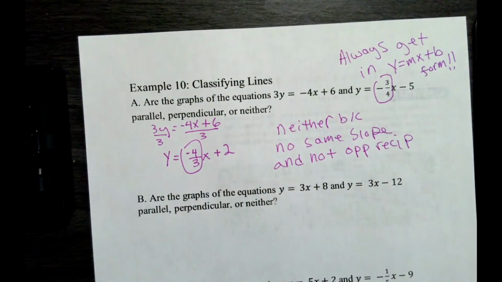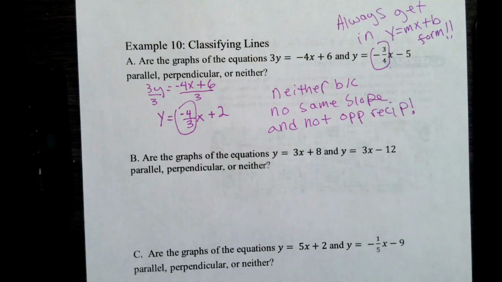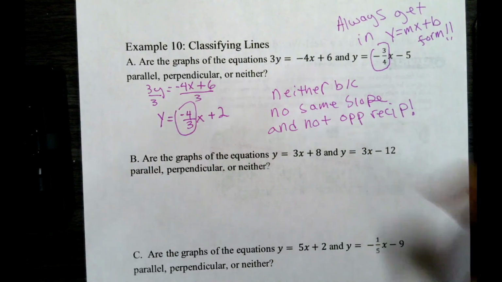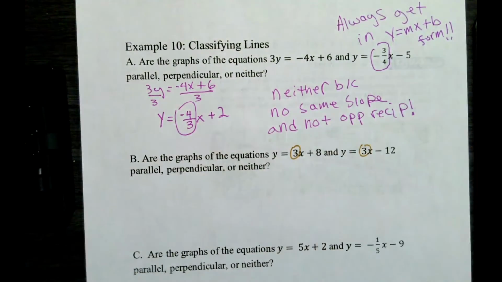Alright, look at this next one. Are the graphs of these equations parallel, perpendicular, or neither? So they made this one easy. The y is all by itself, the y is all by itself. Great, we checked that. Now we just need to look at our slopes. Well, in this case, they're going to be parallel because same slopes.